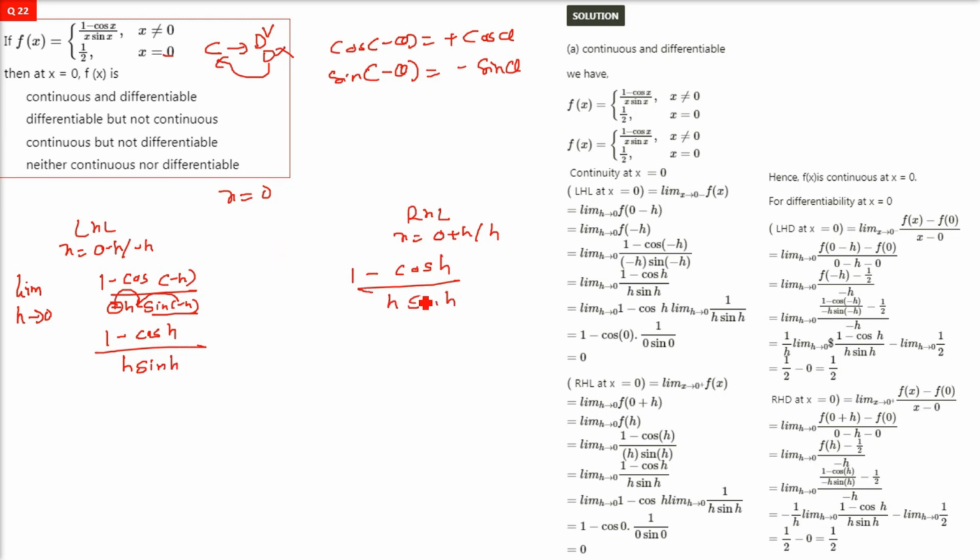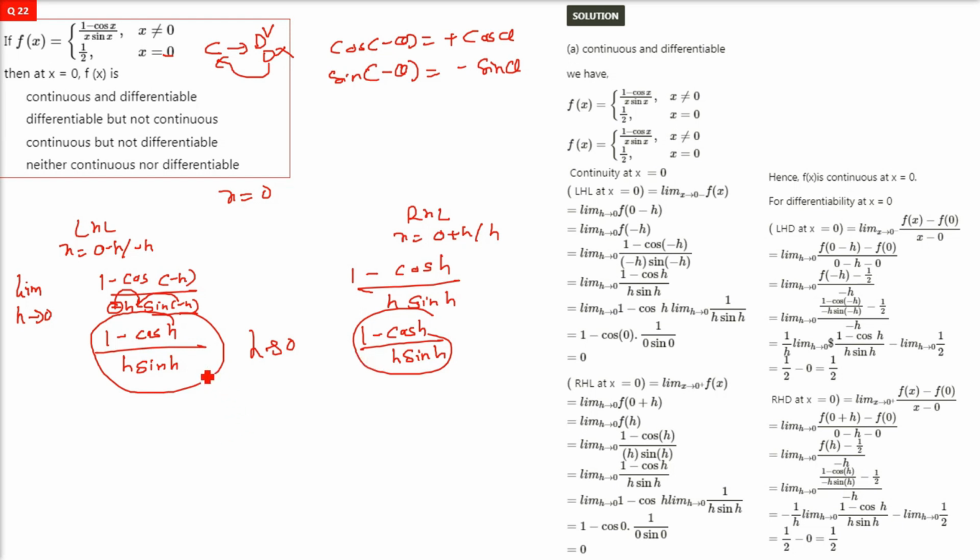Now coming to this side, 1 minus cos h by h sin h. You see the left hand limit and right hand limit are exactly similar. So I will solve one of them, this LHL, and you will know the other, the RHL, because both results are the same. We have come down to the same result. So what will be the result? You can have a reference on the right.